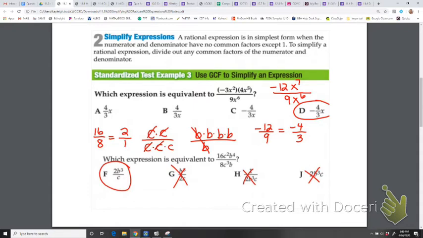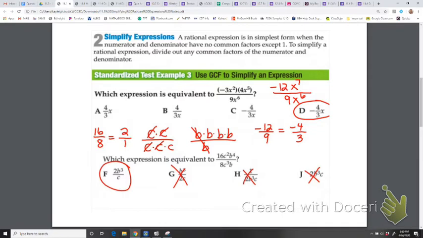Then if you put that over 9x to the 6th, now we have the quotient rule. So we can simplify the fraction negative 12 ninths, which reduces down to negative 4 thirds. And for the quotient rule, you can either subtract the exponents or know that you have 7 x's on the top and 6 on the bottom. So if you cross 1 from the top with 1 from the bottom, you're going to get 1 left, and it's at the top. So this is letter D for the answer.